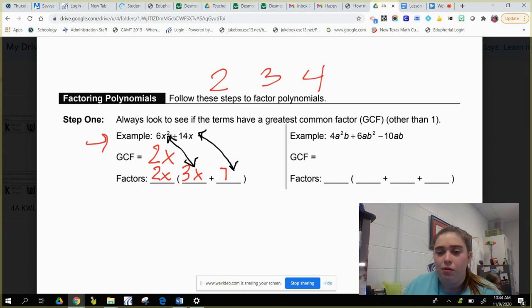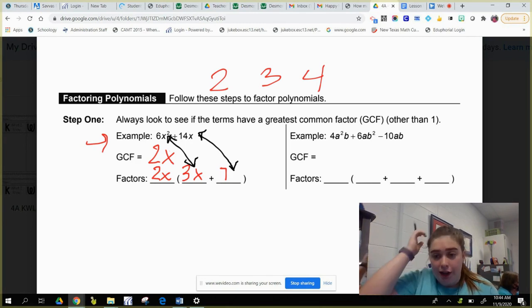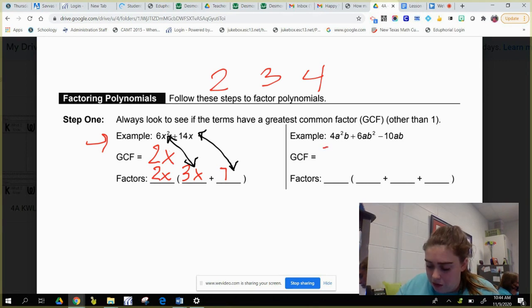Okay, so let's think about the numbers first. We have 4 on the first term, 6 on the second one, and -10 for the last one. So what would be the greatest common factor we could take out of all of those numbers? It's going to be 2, I believe. If we take 2 out of 4, that's going to be 2. 2 out of 6 is going to be 3. And then 2 out of -10 is going to be -5. And I think that's going to be the greatest one. We can't take 3 out of 4. We can't take 4 out of 10. So I think 2 is going to be our greatest one again. So we can go ahead and write that down.